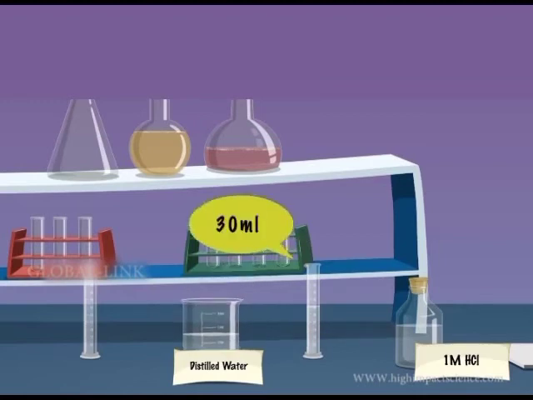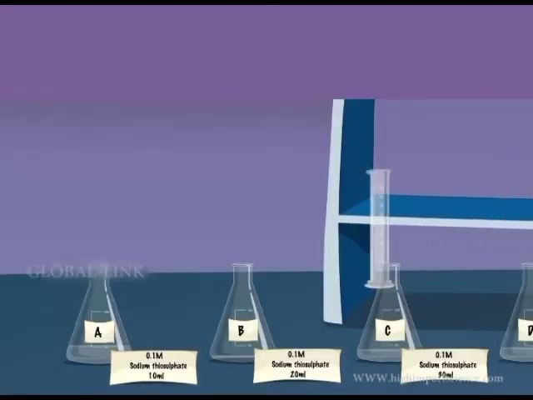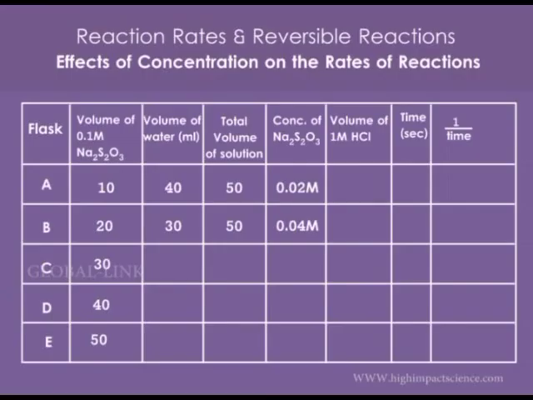Next, we measure 30 milliliters of distilled water. We transfer it into conical flask B. The total volume of the solution will be 50 milliliters and the concentration drops to 0.04 molar from 0.1 molar. Now you get the drill. We add 20 milliliters of distilled water into conical flask C. The total volume becomes 50 milliliters and the concentration now becomes 0.06 molar.